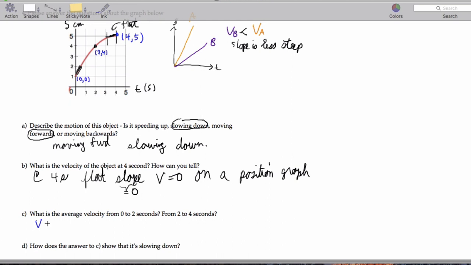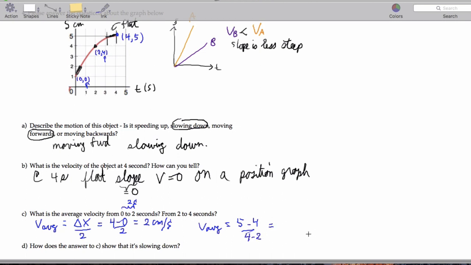So the average velocity from 0 to 2 seconds is going to be delta x over the time that passes. 0 to 2, that's 2 seconds. So that'll be delta x over 2, which is going to be, reading the position coordinate, 4 minus 0 all over 2, and that gives me 2 centimeters per second. And then from 2 to 4 seconds, we'll do the same thing. That V average is, I do 5 minus 4 over 4 minus 2, taking the difference.